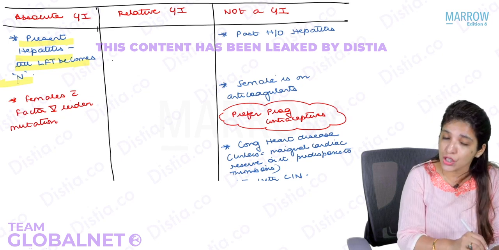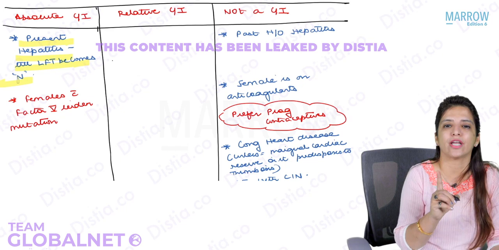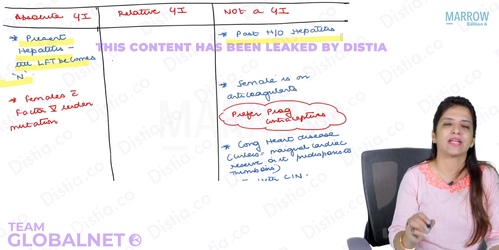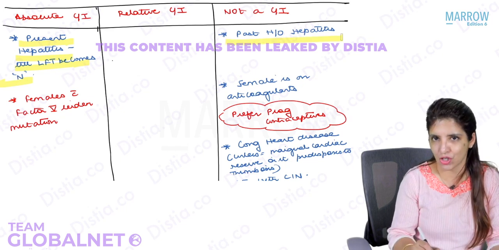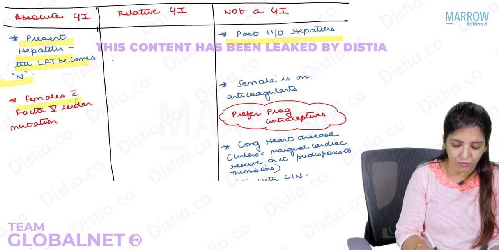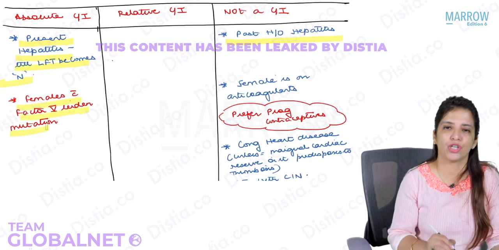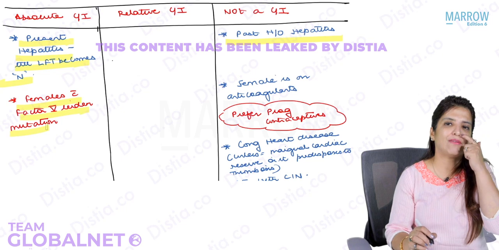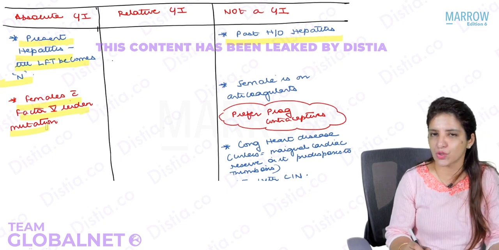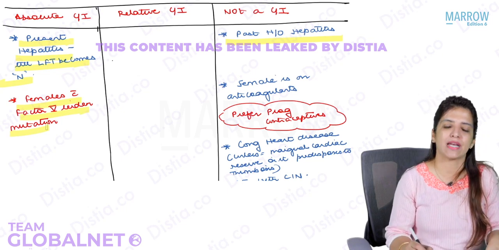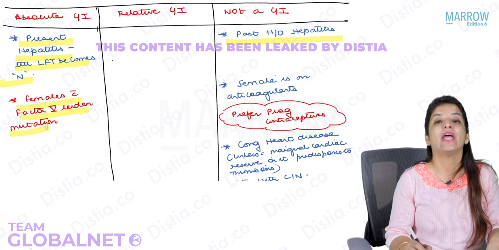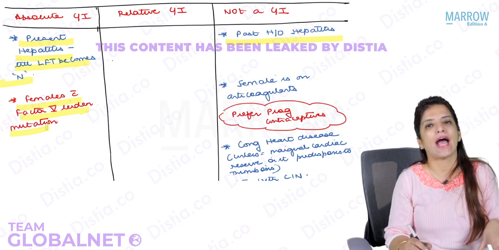But is past history of hepatitis an absolute contraindication? No. Past history of hepatitis is not a contraindication. Then females with factor V Leiden mutation, they have increased chances of embolism, and again that becomes an absolute contraindication. Now, females who are on anticoagulants.